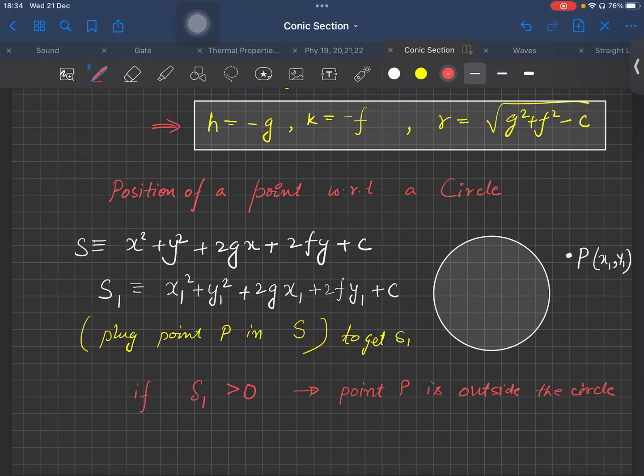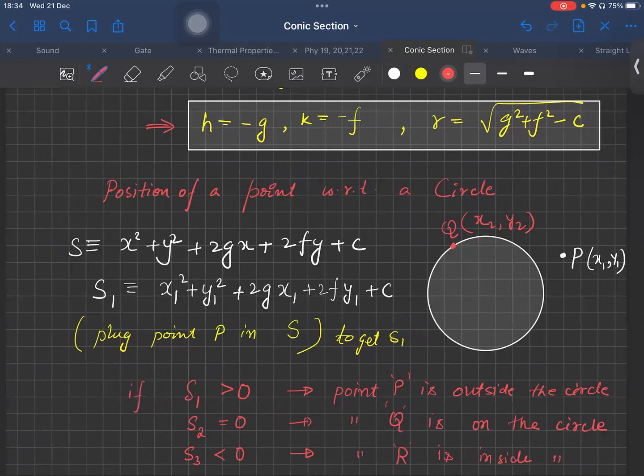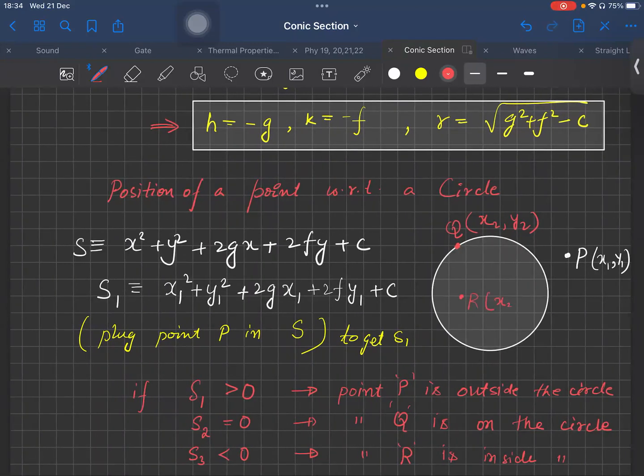Okay, got it? If S2 is equal to 0, that is point, let's say Q (x2, y2). If you are getting S2 equal to 0, that means point Q is on the circle. And for some point with S3 less than 0, that means point R is inside the circle. So some point R anywhere, which is (x3, y3). Understood? Yes or no? Anyone having doubt here? No one is having doubt.